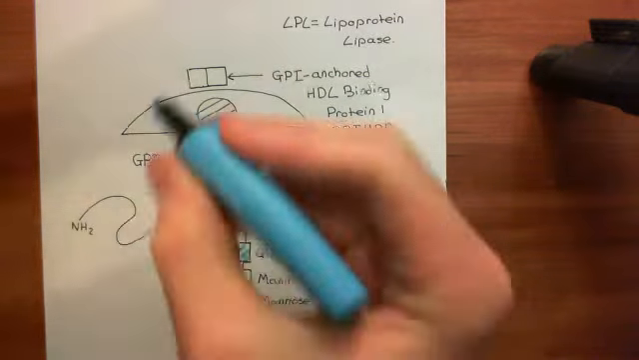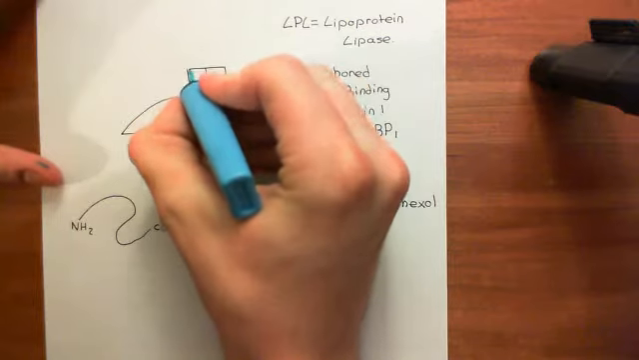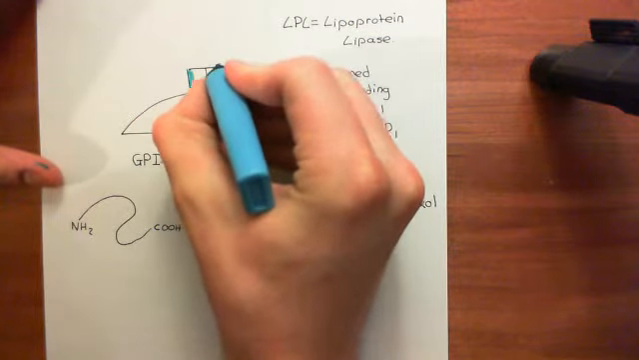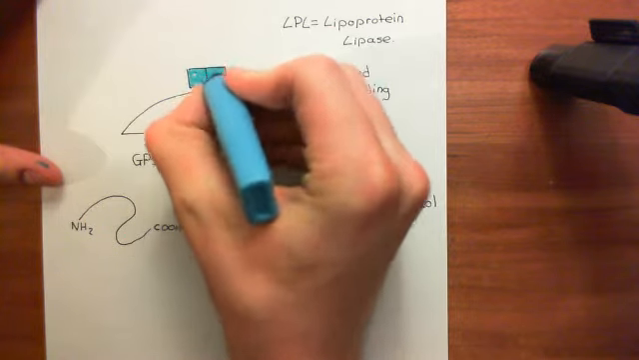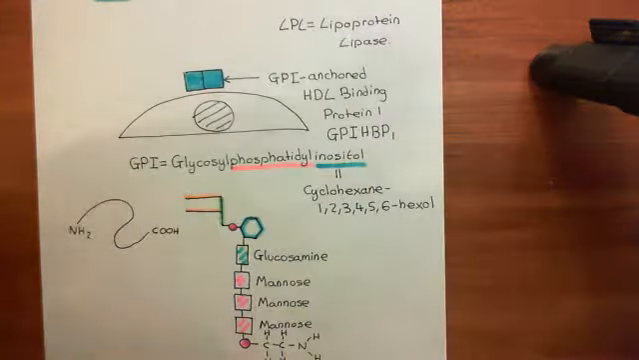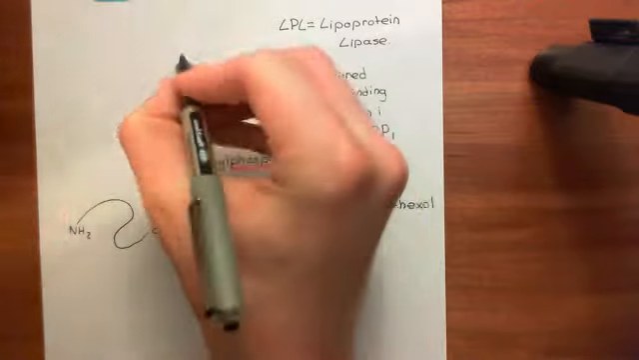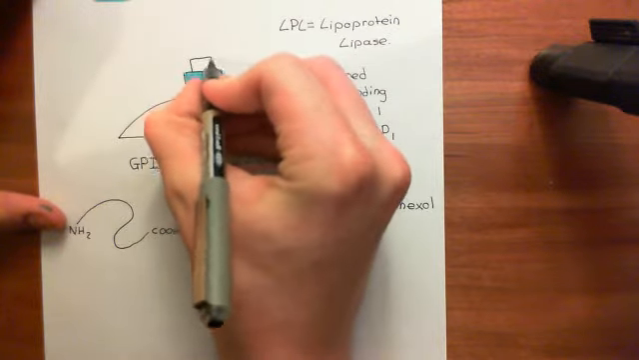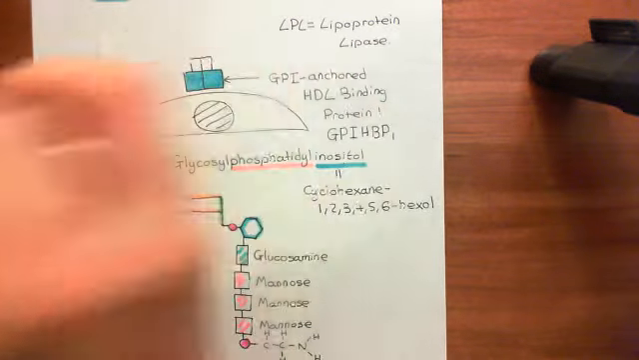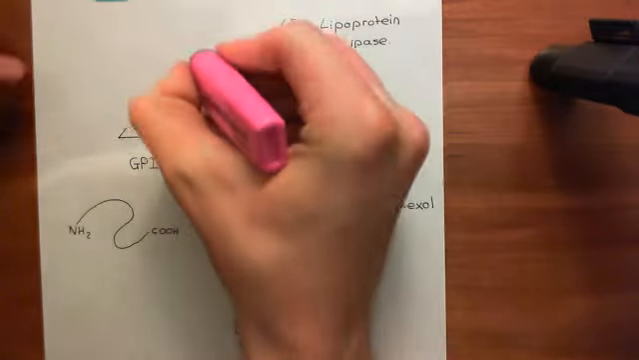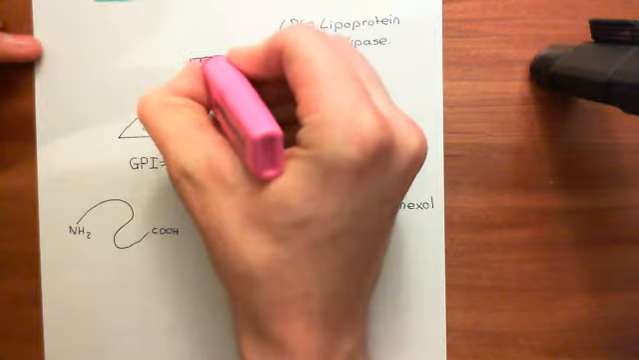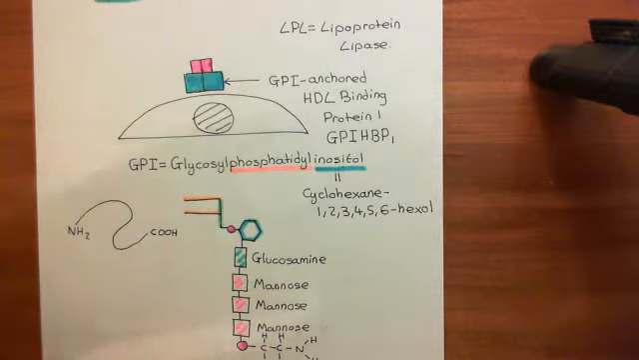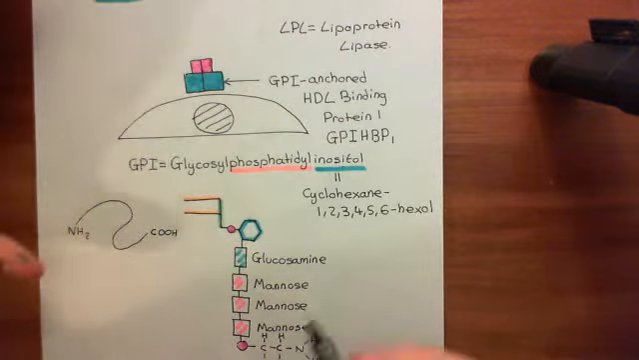Okay, now what can happen is these GPI-anchored HDL binding protein 1s here can now bind to a homodimer of lipoprotein lipase. So on top of this, what you're going to have is a dimer of lipoprotein lipase. So basically, in order to function, lipoprotein lipase needs to be dimerized like this. And let me explain why.